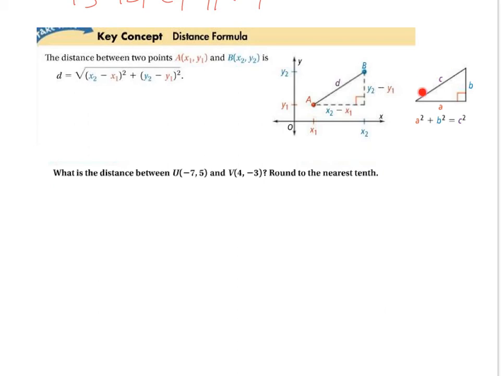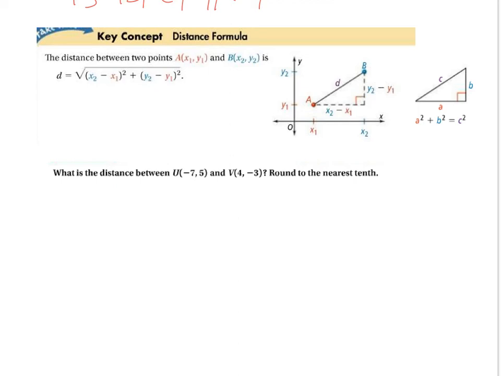So this is all based on Pythagorean theorem. We're trying to find the distance from here to here. And if I know this and I know that, that's a relationship of a squared plus b squared equals c squared. While this bottom part of the triangle on a coordinate plane is just the difference of the x values, and this kind of vertical piece right there, that distance is the difference of y values.